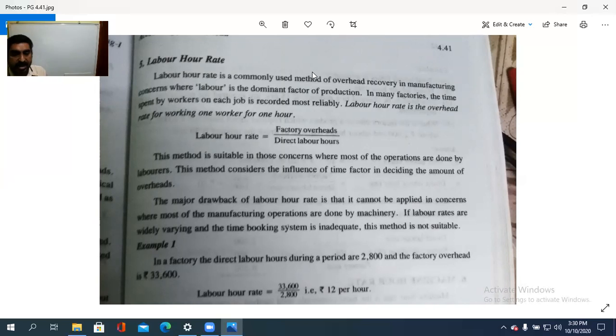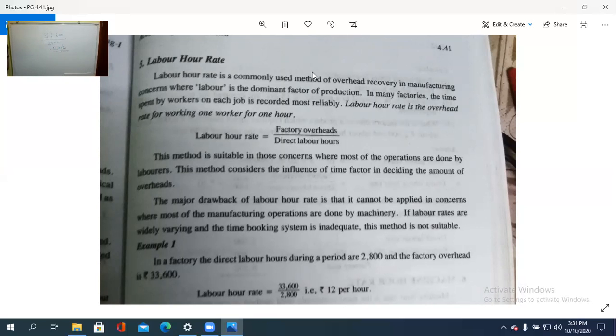Then in a factory, the direct labor hours during a period is 2,800 and the factory overhead is 33,600. So directly it is to be applied. Direct labor hours is 2,800. And this is the factory overhead. So factory overhead divided by direct labor hours. That is what rupees 12 per hour.